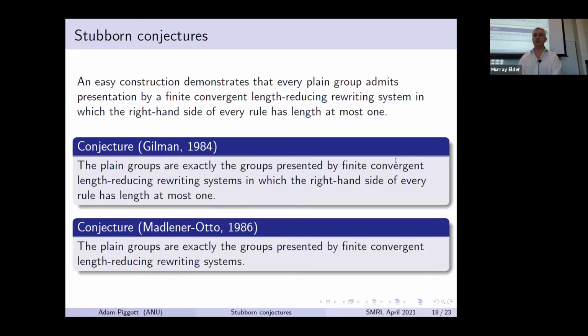And then by 1986, I think people were thinking this at the time Gilman made his conjecture, but the first time I could find it written down as what looks like a conjecture, said actually I think the plane groups are exactly the groups presented by finite convergent length reducing rewriting systems. So the key word here is the word convergent. We've gone from convergent on the identity, which was the hyperbolic groups, to always giving us geodesics, which was the virtually free groups, to convergent everywhere. And the conjecture is that that gives us plane groups.